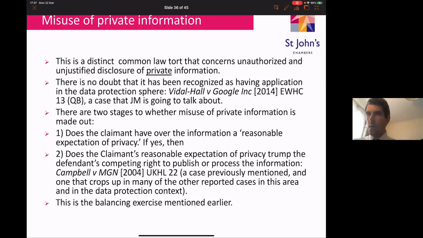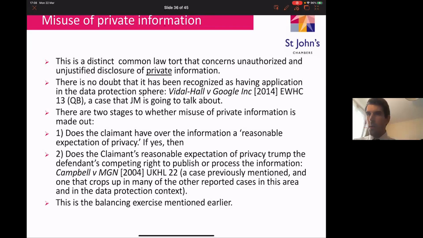I think the argument from a defendant that pleading misuse of private information probably doesn't add anything is one that works, at least in theory. Whether in practicality it adds anything is another matter, but at least in terms of what the cases say, there plainly is a link with the data protection context.